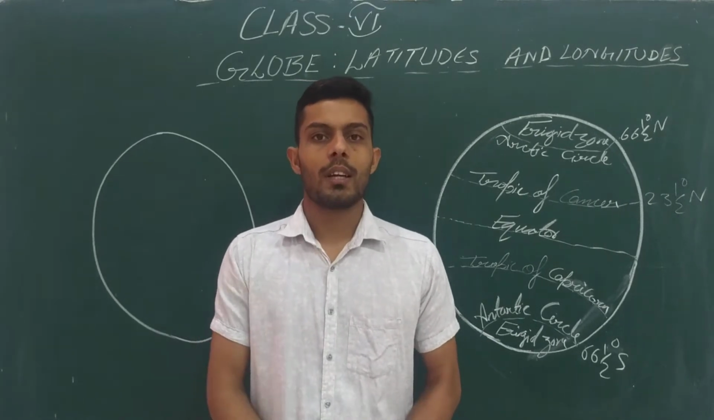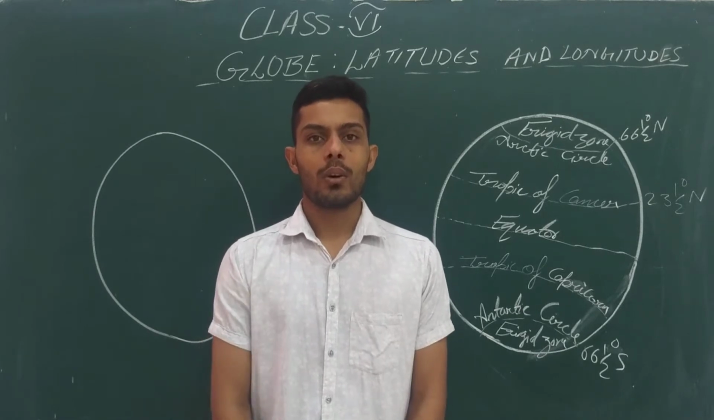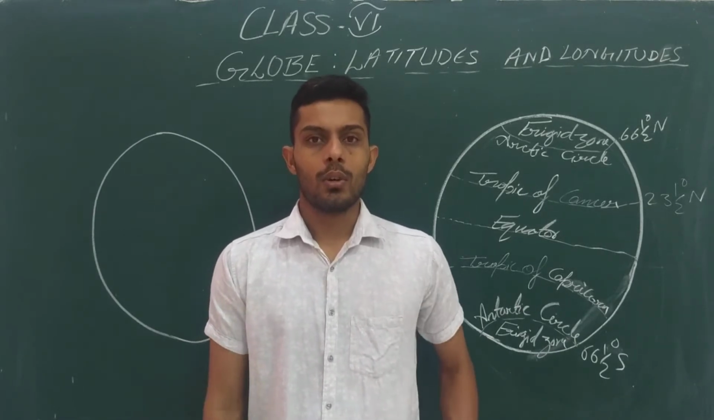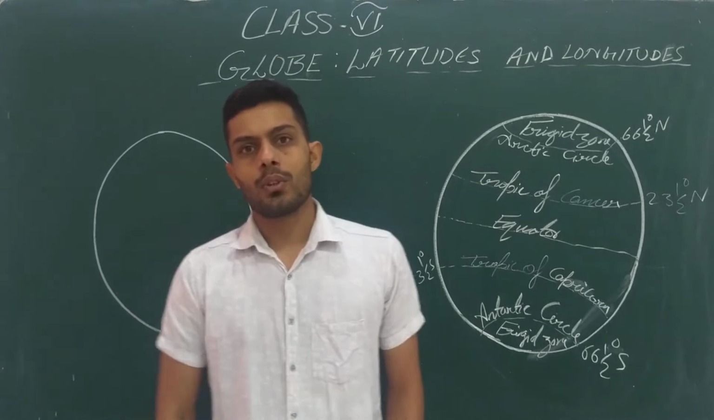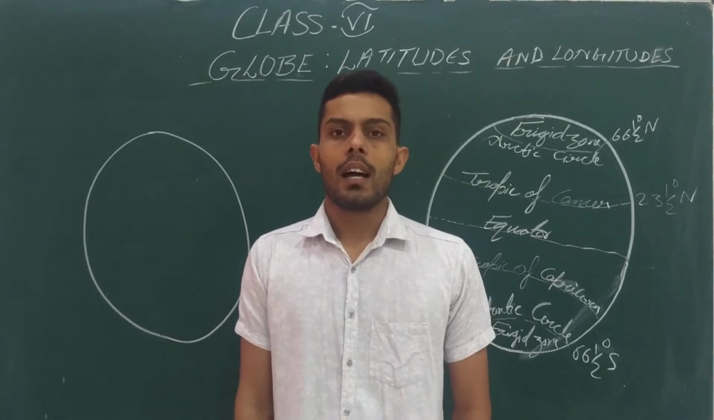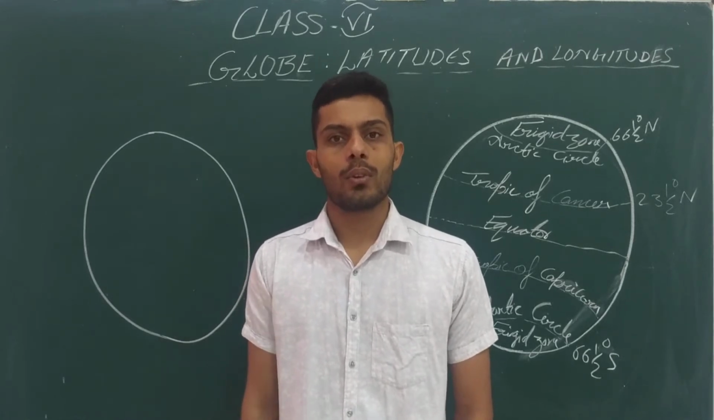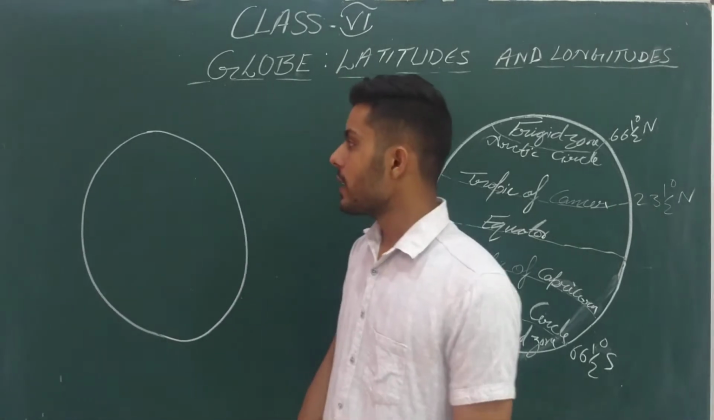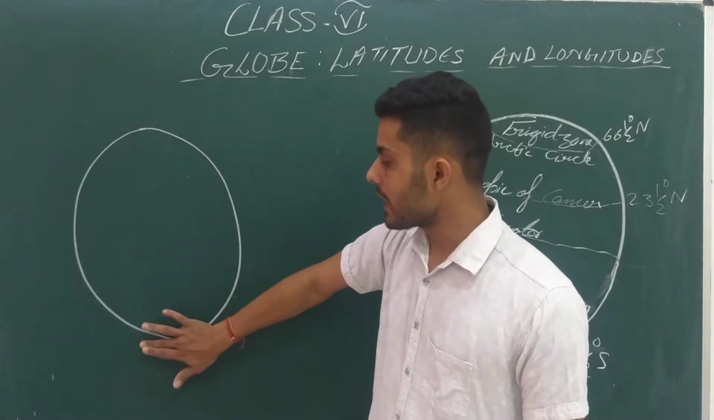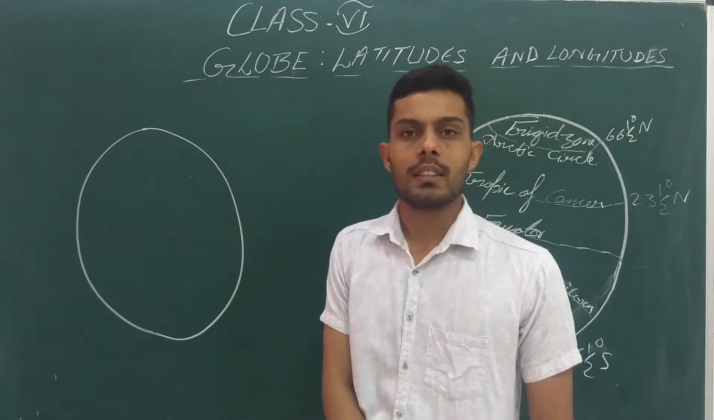Today we are going to study our second chapter of geography, that is the globe, latitude and longitude. In the previous classes we have read that our earth is not in a sphere form. It is slightly flattened from the top of the surface. Earth is not in this shape; it is slightly flattened from this side, this and this side.